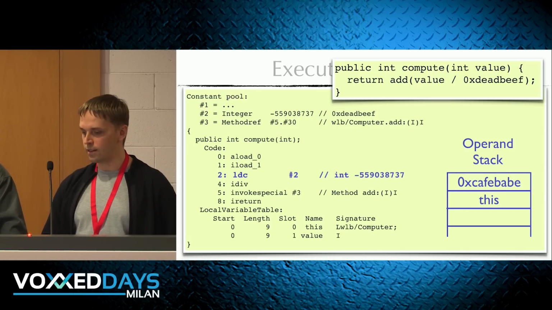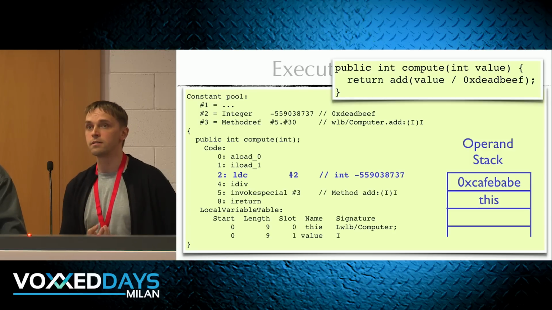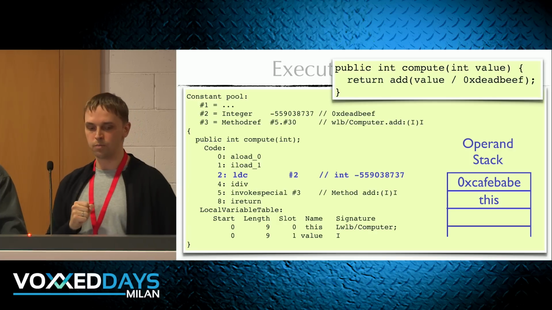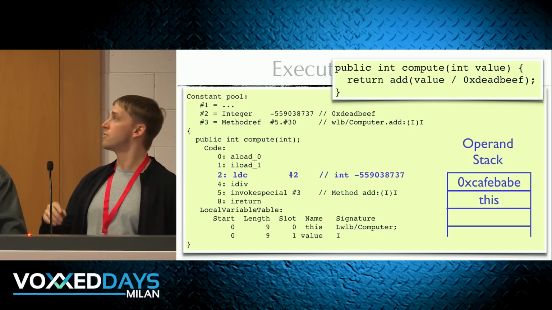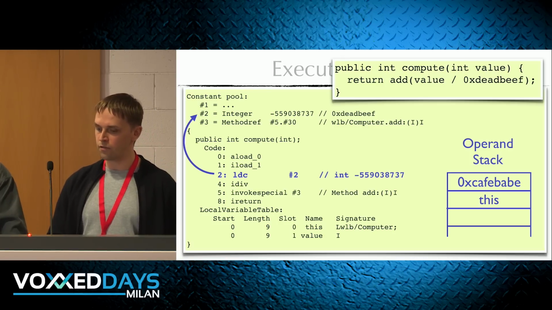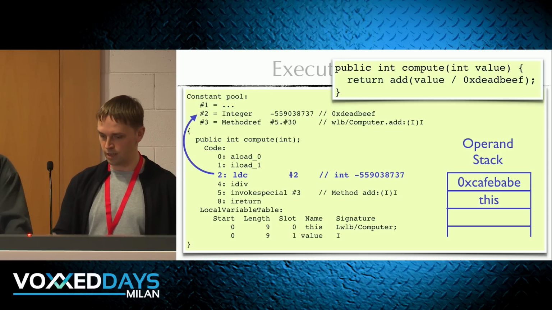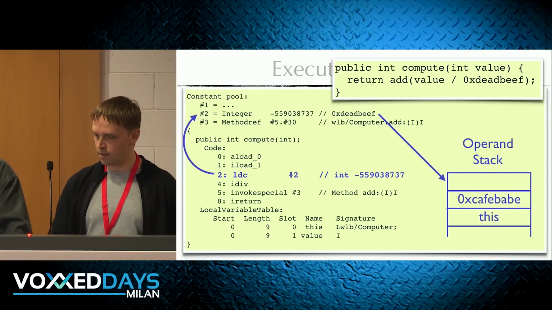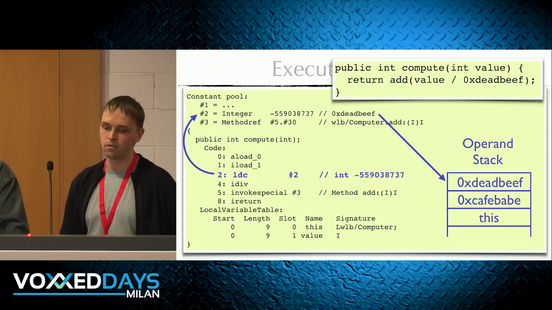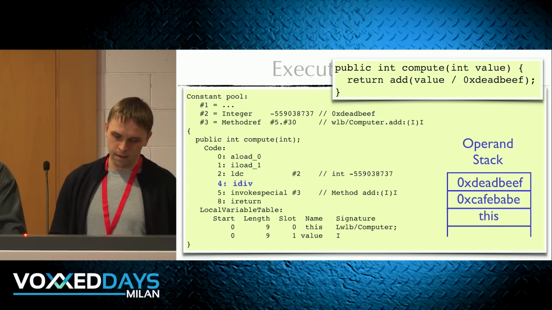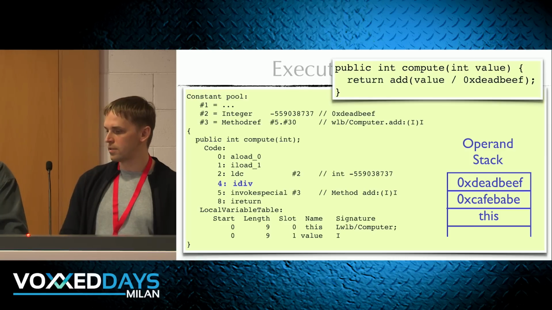Then we have an LDC, a load constant bytecode, which loads a constant, but this time from the constant pool. You see #2 there is a reference to the constant pool definition up there, and this is our dead beef constant that the compute method divides by. And that is then pushed on top of the stack. So the stack looks like dead beef, followed by cafe babe, followed by this. Then finally we are ready to execute the division.